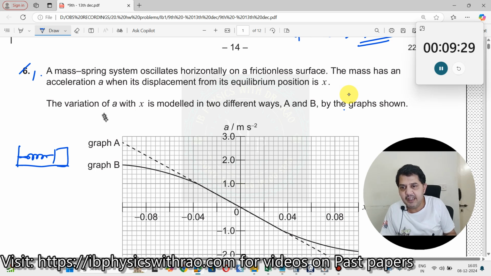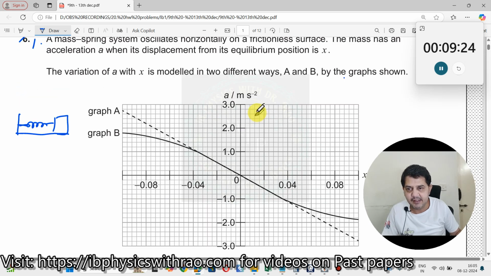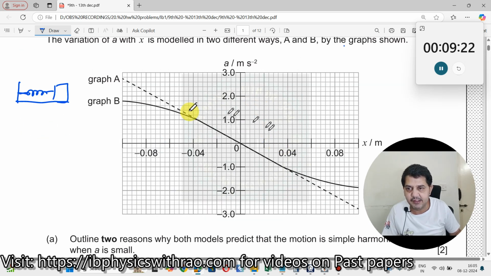The variation of a with x is modeled in two ways, a and b, by the graph shown. So it has been modeled like this. Let us understand the graph first before proceeding further. Graph a shows that acceleration is proportional to displacement: a straight line passing through the origin. The second graph shows that until this region, maybe around 0.04, acceleration is proportional to displacement, and after that it deviates. Of course, acceleration is still related to displacement, but it is non-linear in nature. One is a linear graph, the other a non-linear graph.